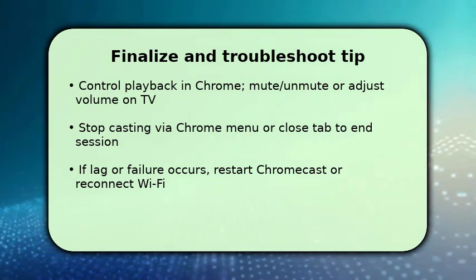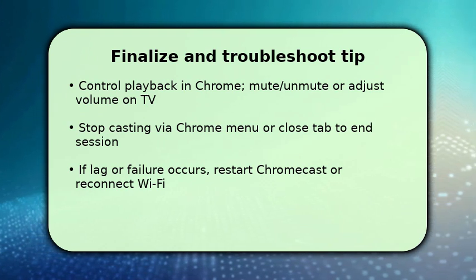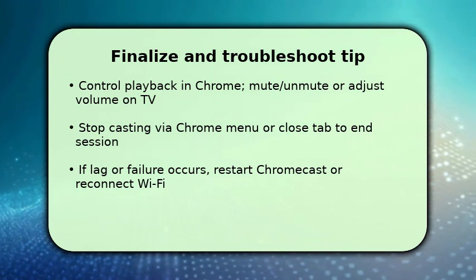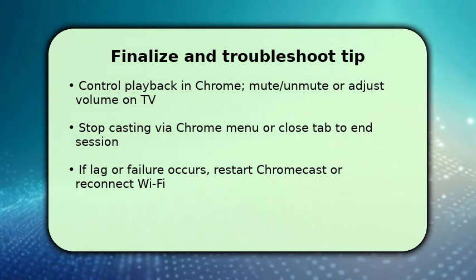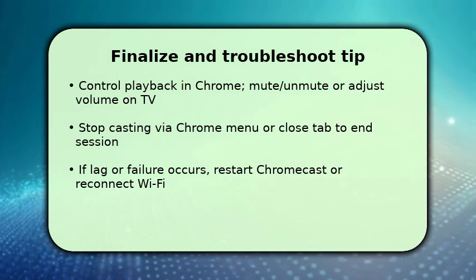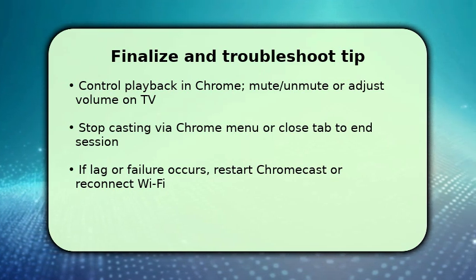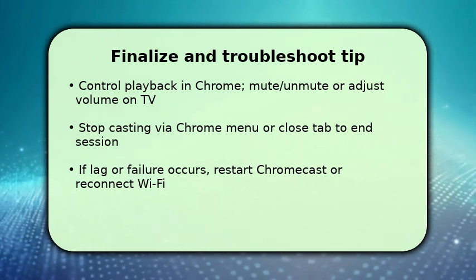If video lags, audio is out of sync, or the cast fails, try the quick fix. Restart the Chromecast and the router, then reconnect both devices to Wi-Fi. This clears transient network issues. If problems persist, switch to Ethernet or lower the tab's streaming quality to reduce buffering.